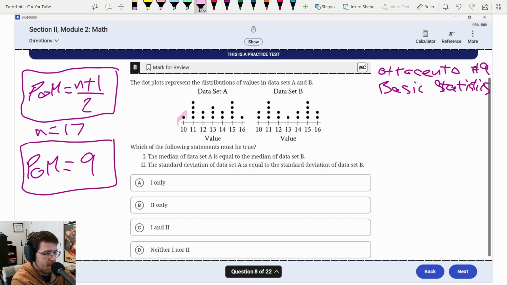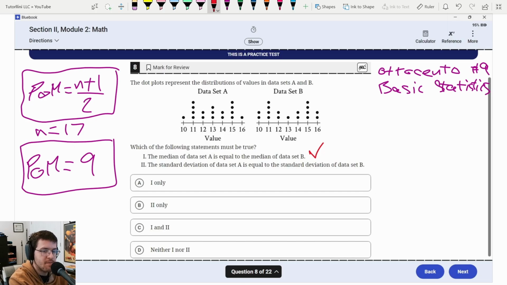So if I count 1, 2, 3, 4, 5, 6, 7, 8, 9. Okay, so the median of the first one is 13. And then 1, 2, 3, 4, 5, 6, 7, 8, 9. And the median of the second one is 13. So the medians are equal. So choice 1 is correct.